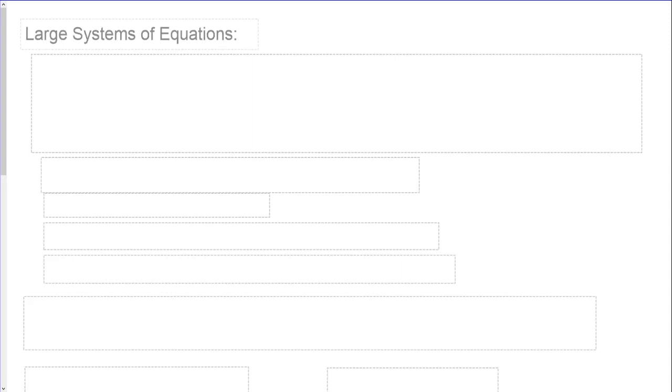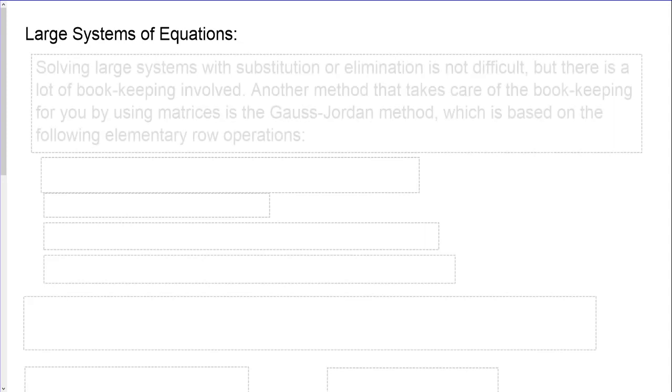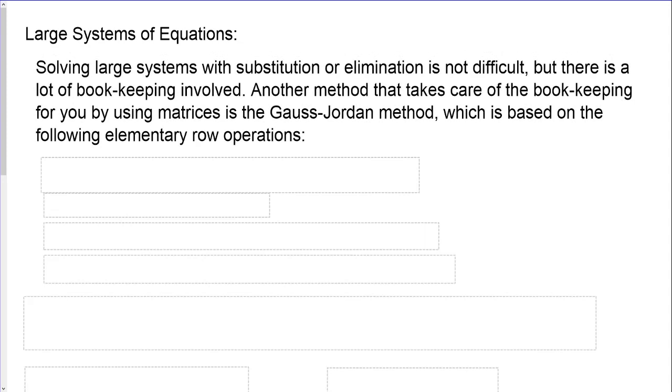Next, we're going to see what we need to do when we deal with large systems of equations. Solving large systems with substitution or elimination is not difficult, but there is a lot of bookkeeping involved. Another method that takes care of the bookkeeping for you by using matrices is the Gauss Jordan method, which is based on the following elementary row operations.